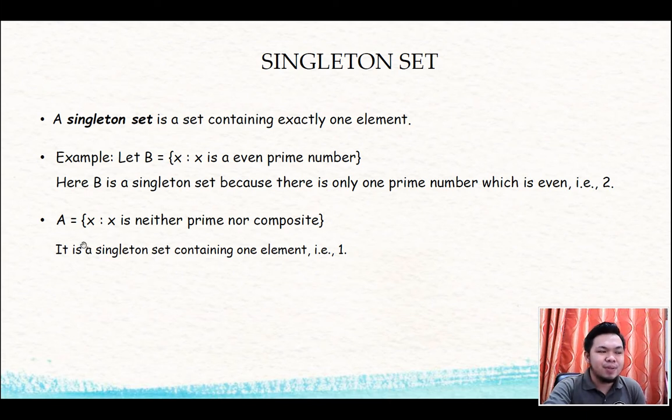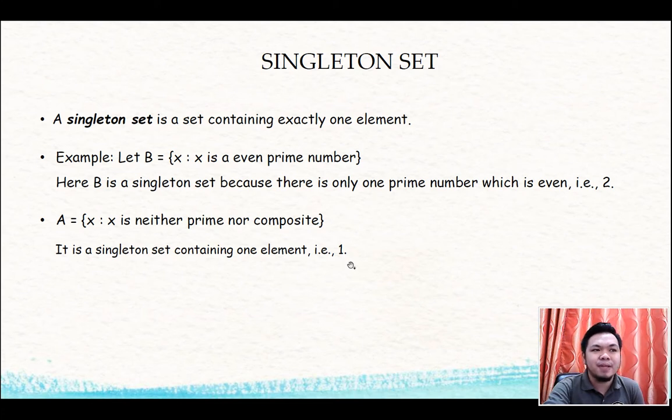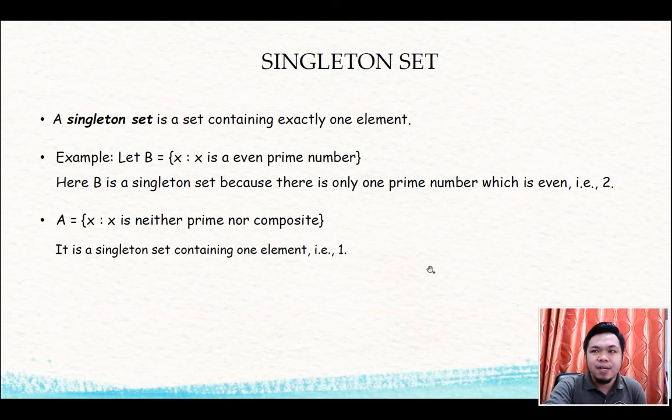Ayan. So, A is equal to X such that X is neither prime nor composite. Singleton set nito kasi isa lang naman ang pwedeng number dyan, at yun ay ang number 1. So, kapag sinabi natin singleton, ibig sabihin po, isa lang ang element na nasa loob ng set.